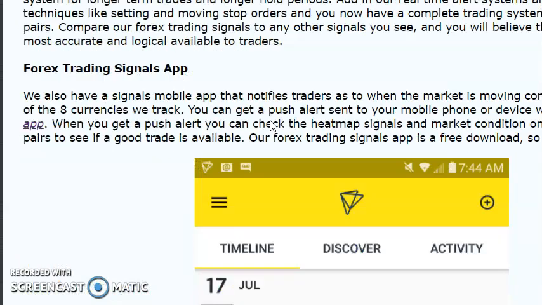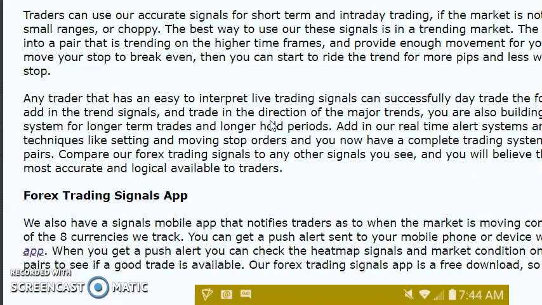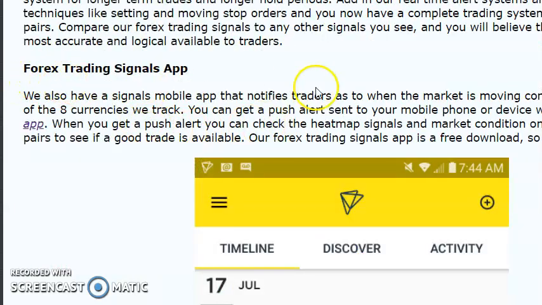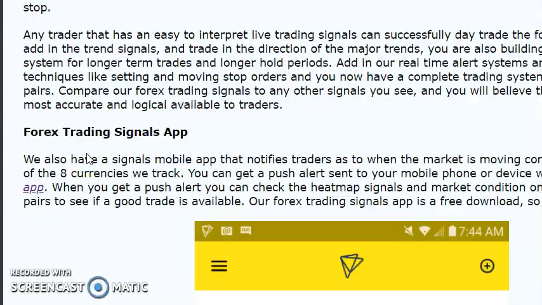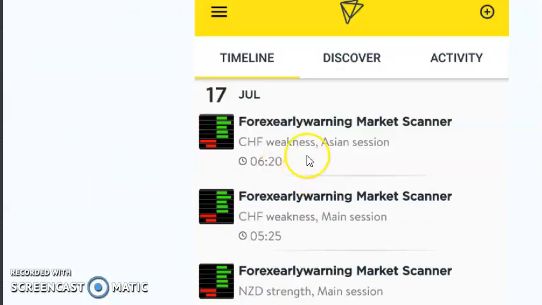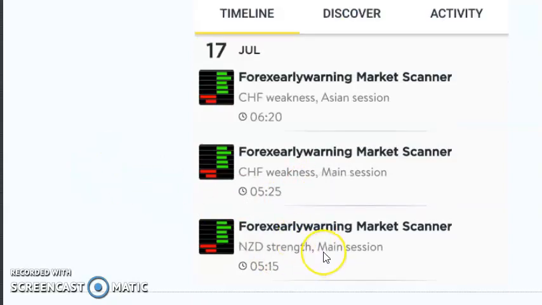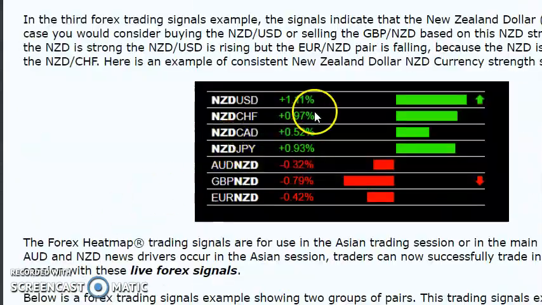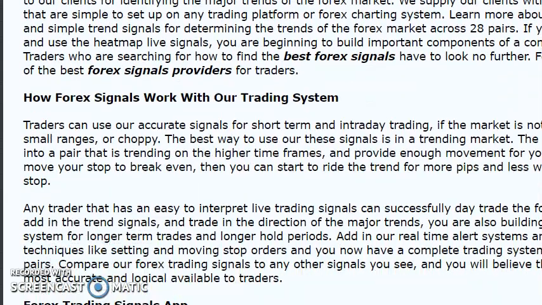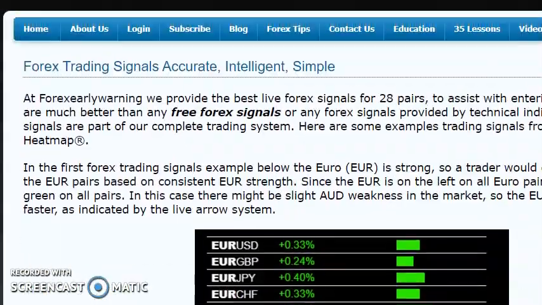Okay. Now, you want to be notified when the market is moving, so we have an app, and the app will send you a push alert when the signals are lined up correctly on the heat map. So as soon as the signals line up correctly and are consistent, you will get messages on your phone in real time at 5-minute increments. You can see, for example, the New Zealand dollar is strong and it tells you what trading session it's in. Then if you go up to the New Zealand dollar pairs and you see a signal like this, you can look to potentially trade. So we have the signals and we have the signals app.